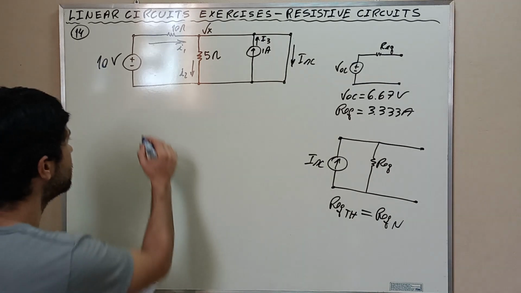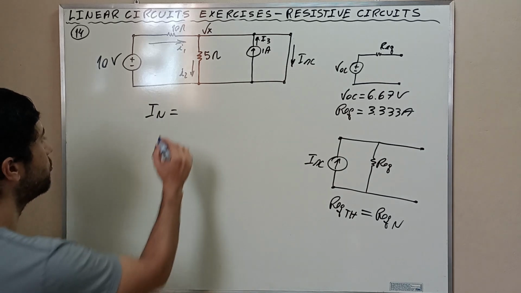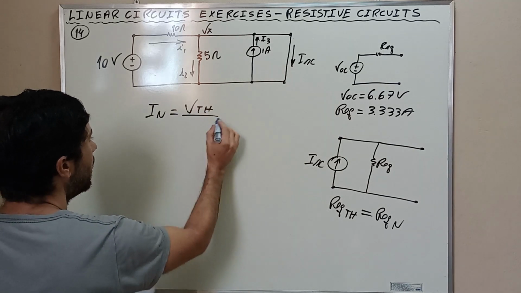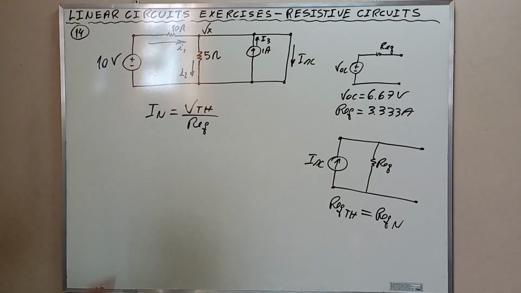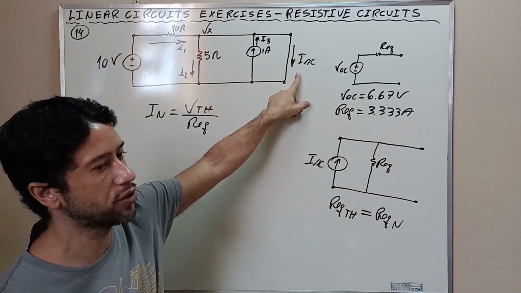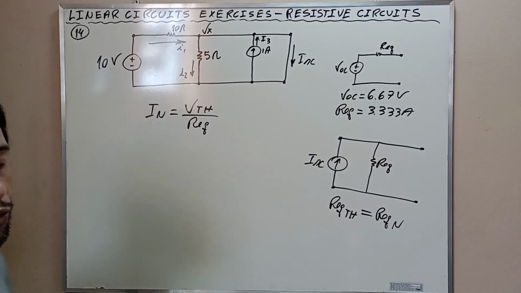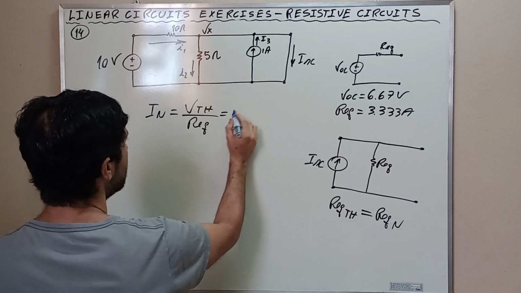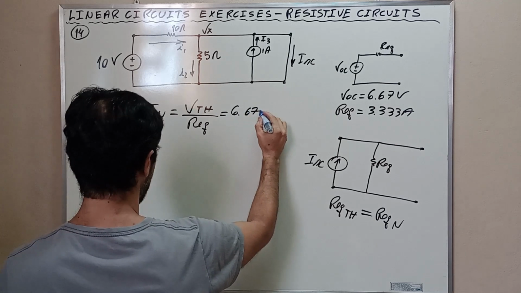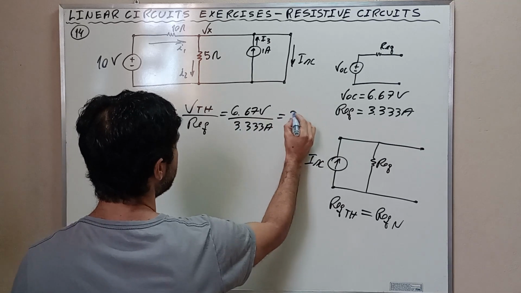The technique that we are going to use is that the Norton current is the division between the Thevenin voltage by the equivalent resistance. Okay, this is an alternative way of calculating the short circuit current. We could have used the other way, but we are going to use this technique because it facilitates us in the case we are in an exam and we are short of time. We can simply do this and we find that it is 6.67 volts divided by 3.333 ohms, and this is 2 amps.